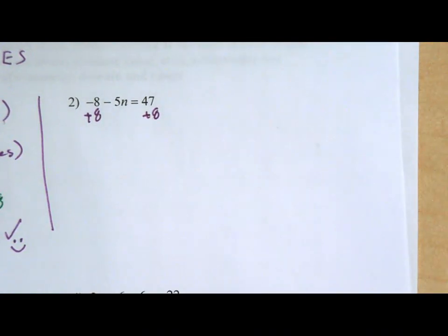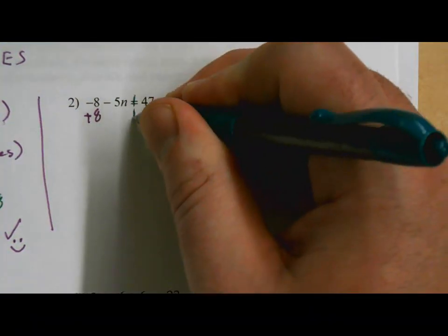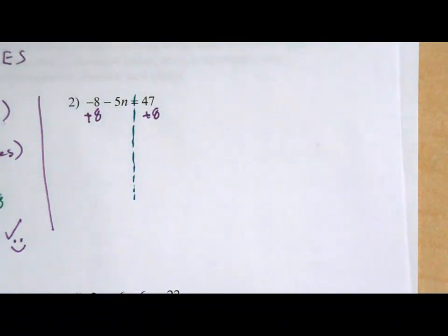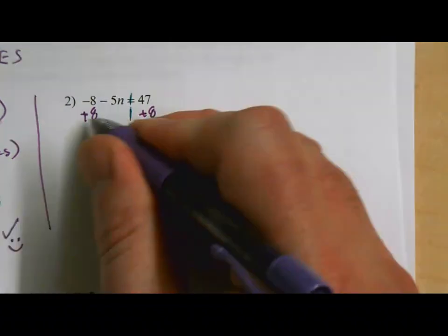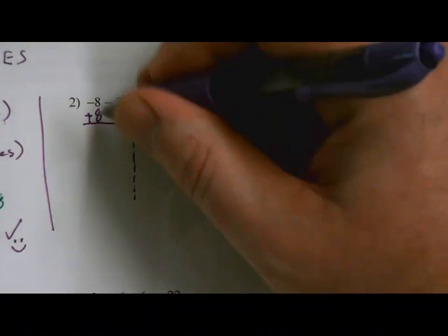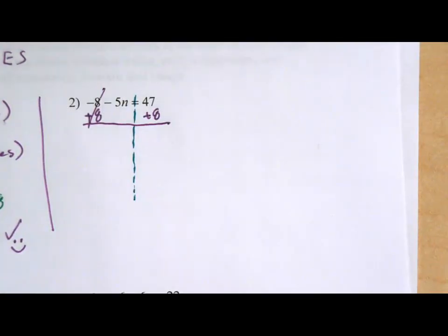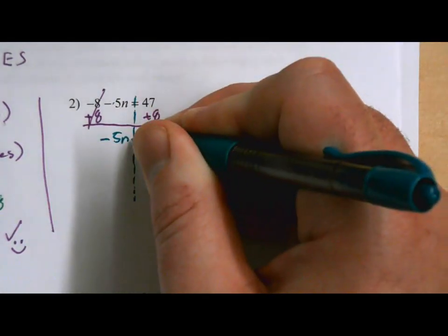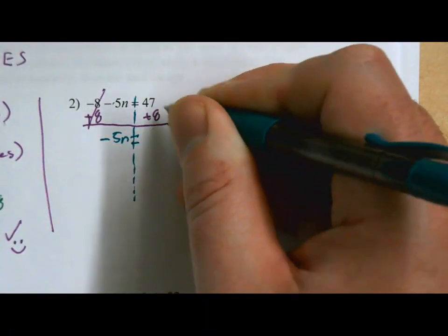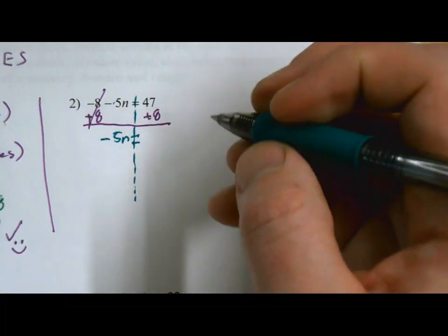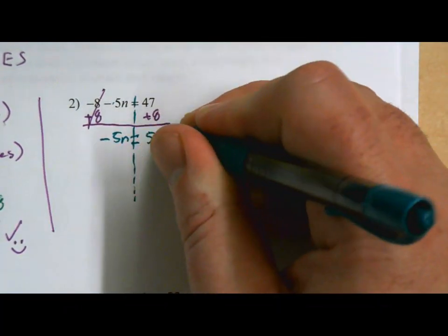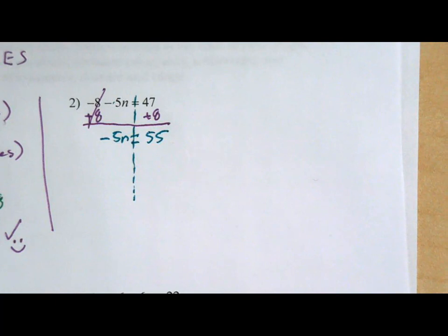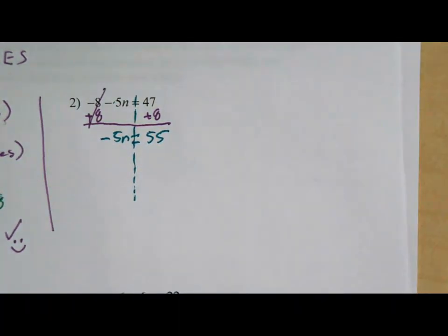And I'm going to go ahead and draw that line down just to make sure I'm keeping things balanced. +8 on both sides. +8 minus 8 will cancel. And what do we have left? I still have that -5n. Don't forget the minus sign. Bringing down my equal sign. And here I have 47 plus 8. That is 55.